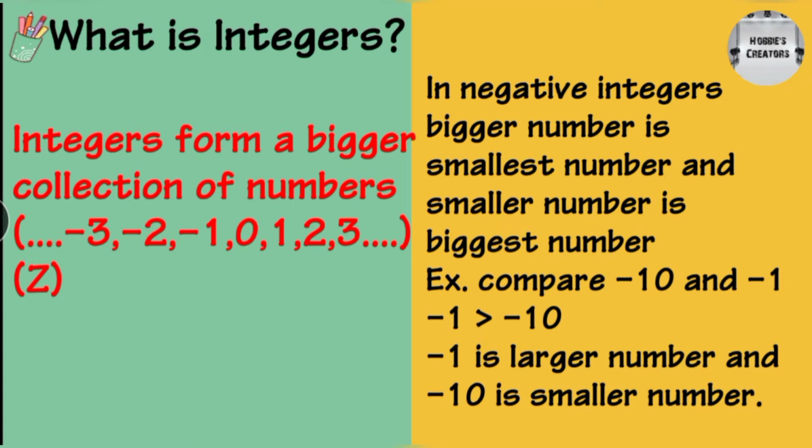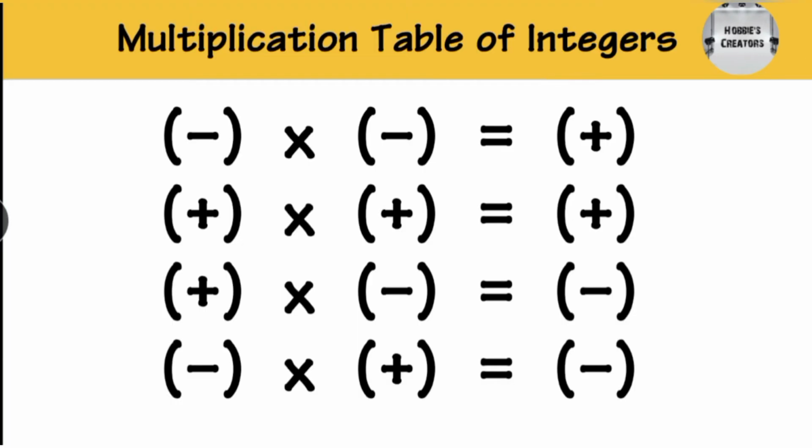Now we can see the multiplication table of integers. It's like a table, like we learn the 2 table, 3 table, 4 table, right? So we have a table of integers also. See here, minus into minus gives you plus. Plus into plus gives you plus. Plus into minus gives you minus. Minus into plus gives you minus. Take note of this table, which will be useful for doing sums.